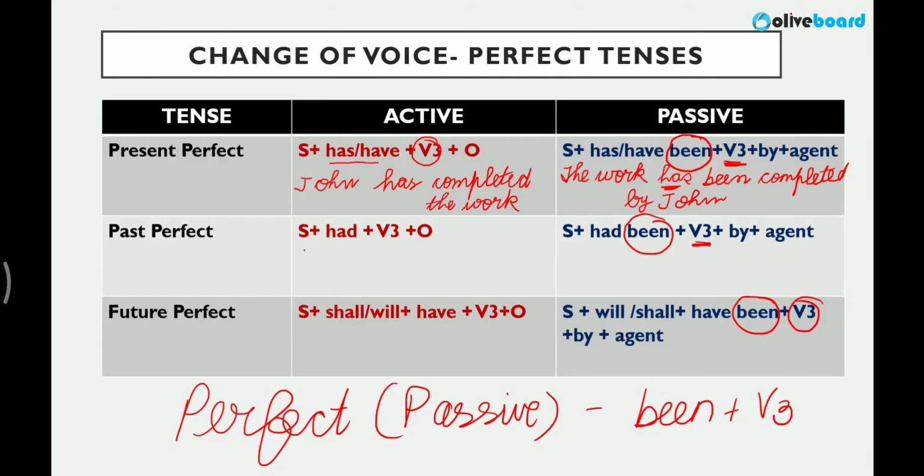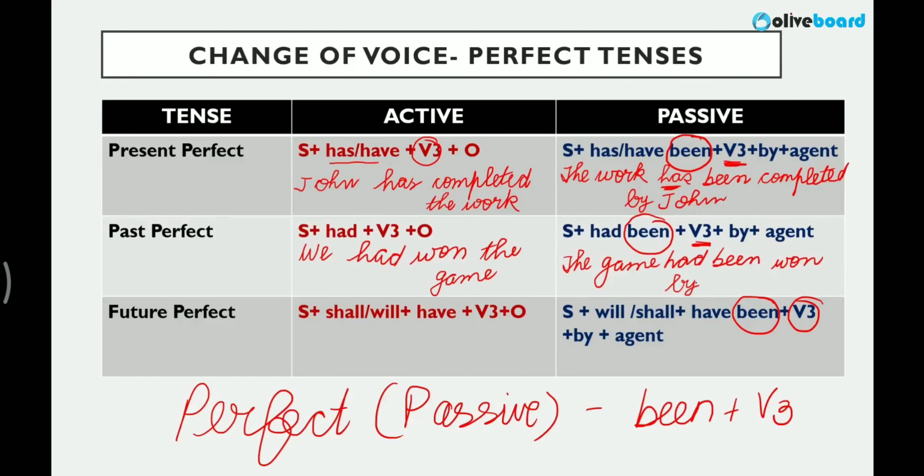Let's see one more for past perfect. We had won the game, right? So here you know won, third form is used, had, because it's past perfect. How will you change this into passive? The game had been, third form is won only, won, by us. We becomes us in passive form, right? So we is changed into us.